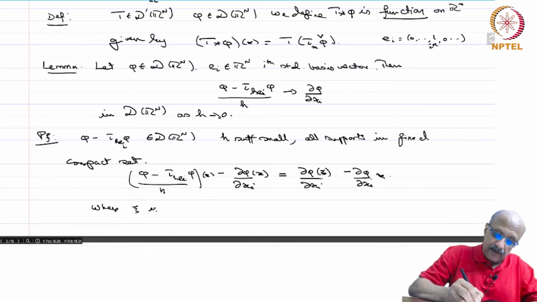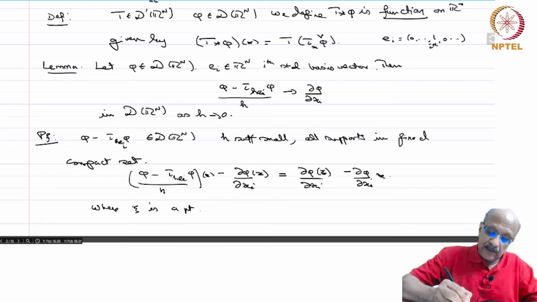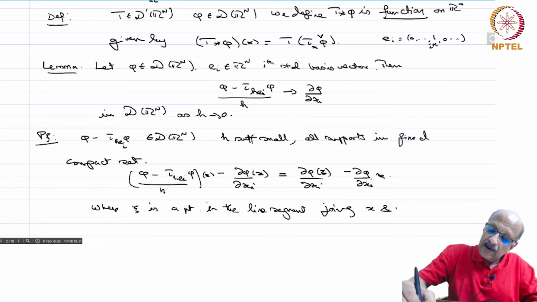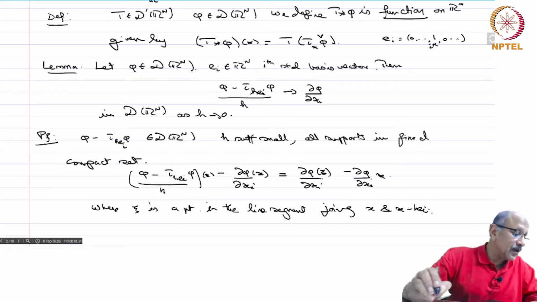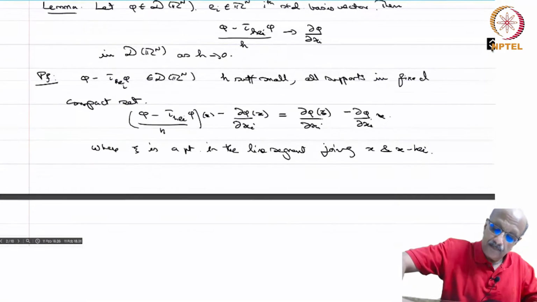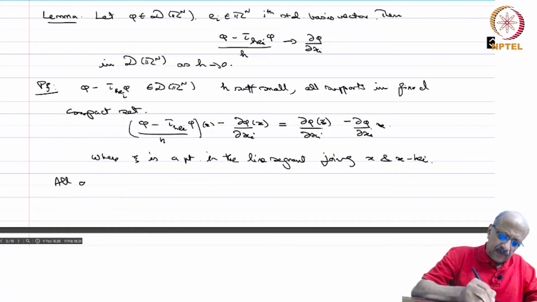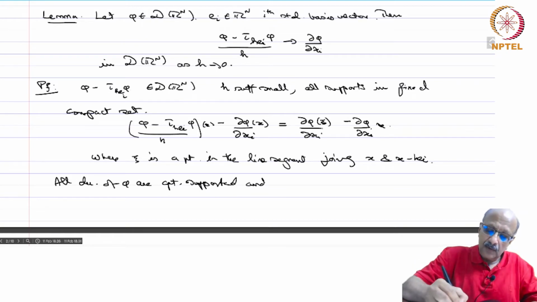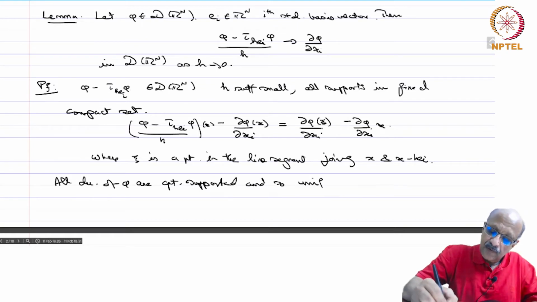where xi is a point in the line segment joining x and x minus h ei. Okay, so this is just the mean value theorem. Now, all derivatives of phi are compactly supported, and so uniformly continuous.